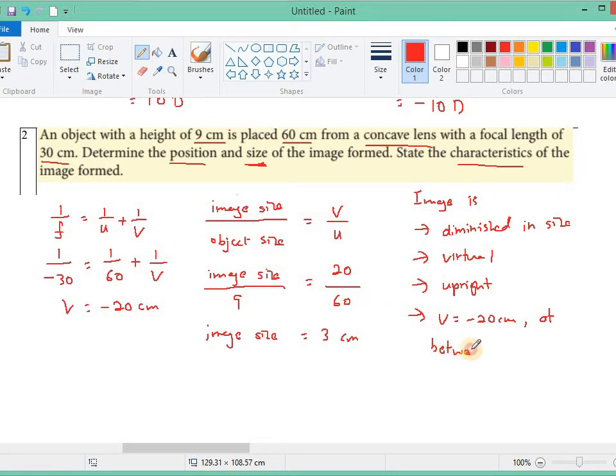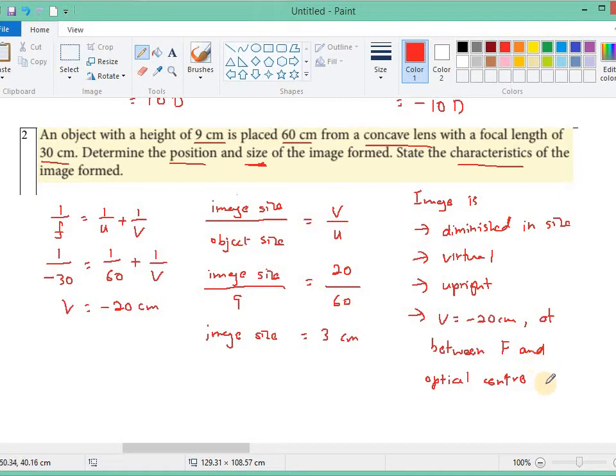Between F and optical center, because the focal length is 30 centimeter, the image distance is only 20 centimeter, so it's less than the focal length.